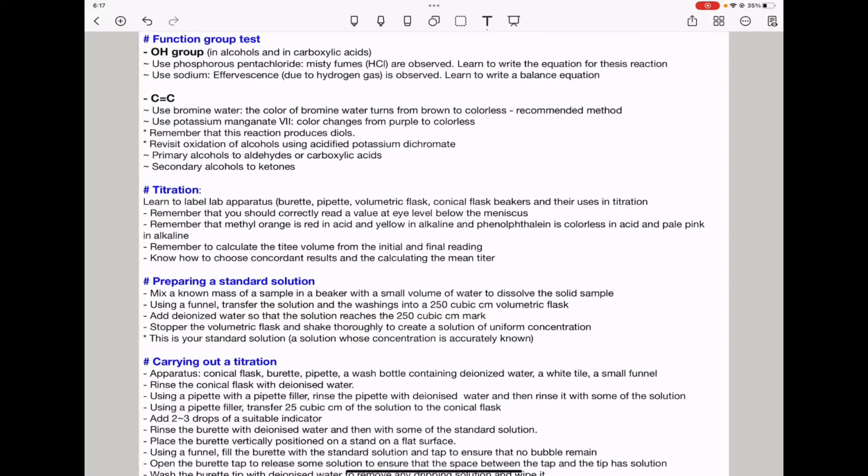I recommend that you revisit oxidation of alcohols using acidified potassium dichromate. Remember that primary alcohols can be oxidized to aldehydes or carboxylic acids depending on the conditions. If it's heating under reflux, then carboxylic acids are going to be produced. But if it's distillation with addition, then we're going to produce aldehydes. You also need to know that secondary alcohols can be converted into ketones.